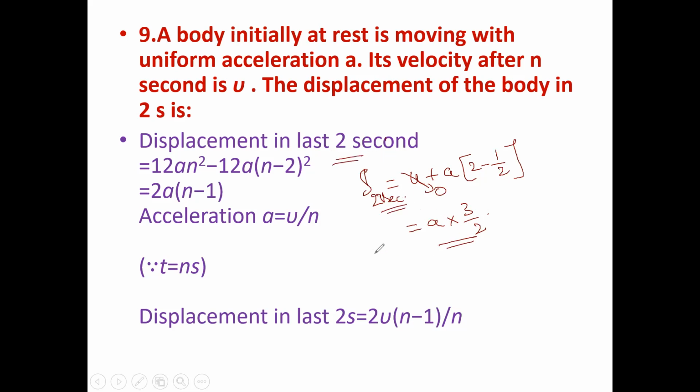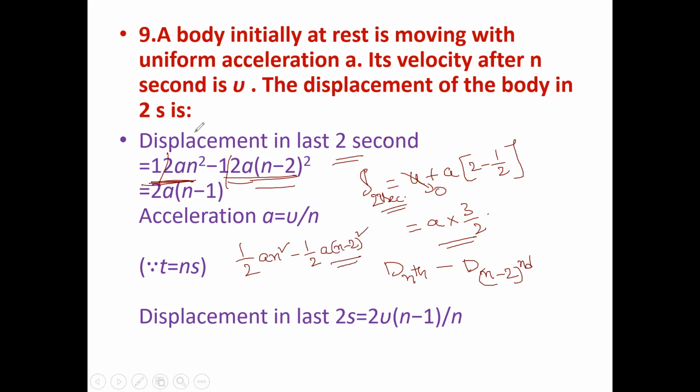Last 2 seconds means what you have to do? That is nth minus (n minus 2)th second. Distance traveled in the nth second minus distance traveled in the (n minus 2)th second. So this is nothing but half a n square minus half a into (n minus 2) whole square. That is the distance traveled in the last 2 seconds. Okay.